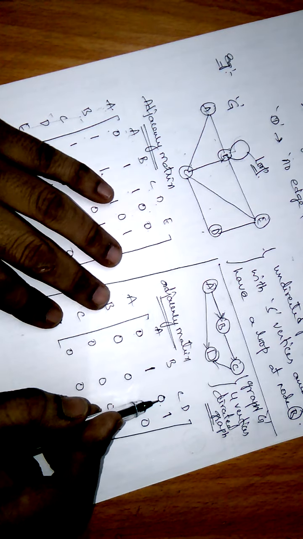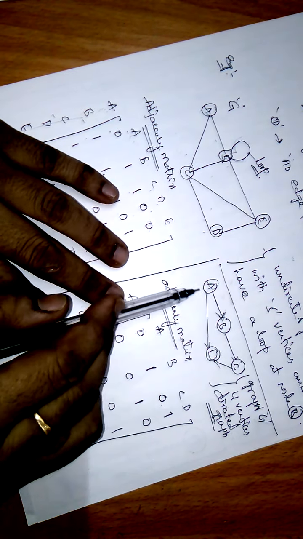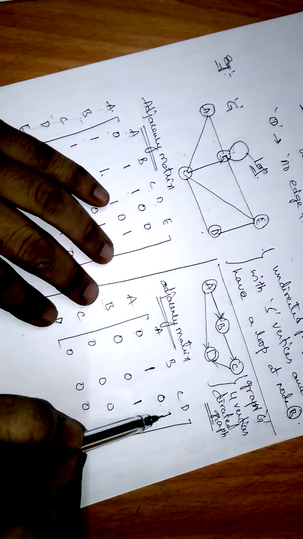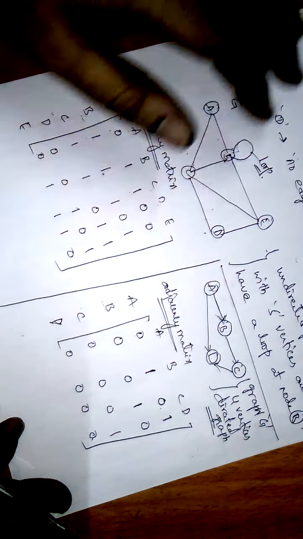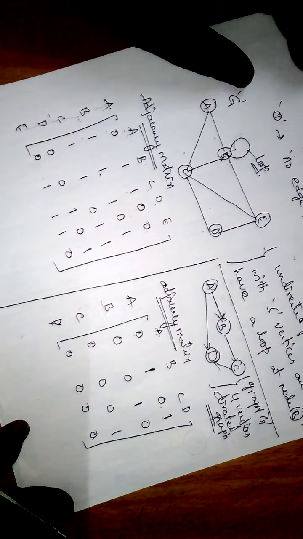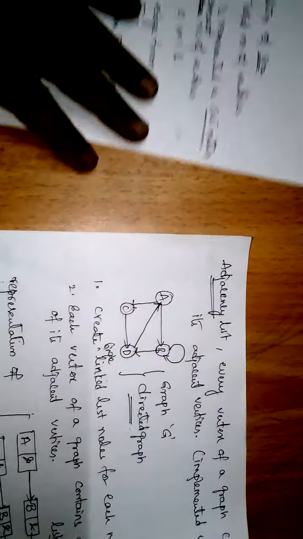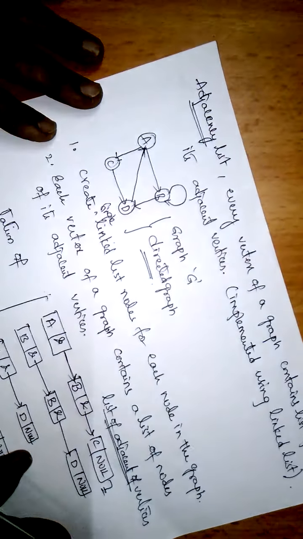So, 0, D. There is an edge from A to D, 1. Okay, this is the adjacency matrix representation. Okay, so the next type of representation of a graph is the adjacency list.